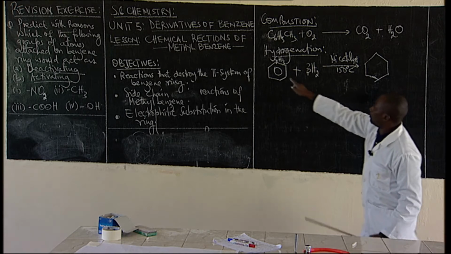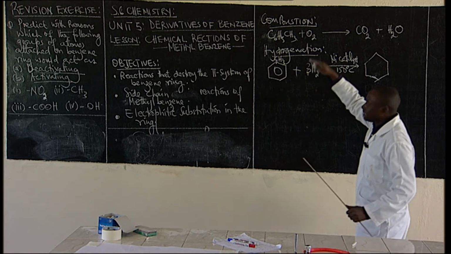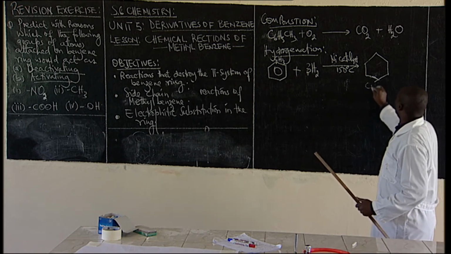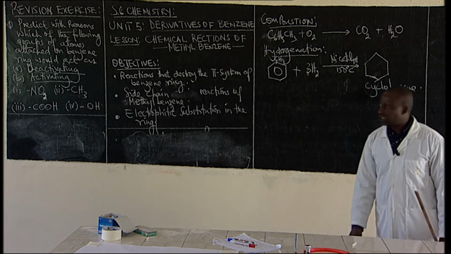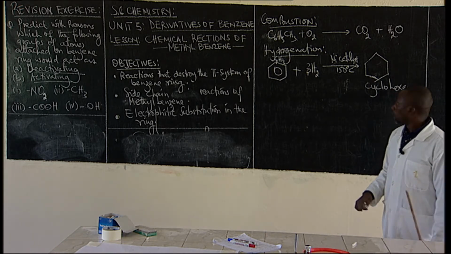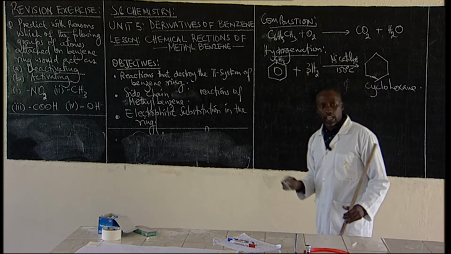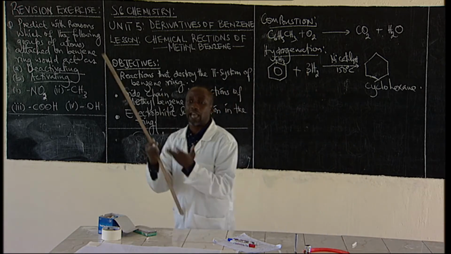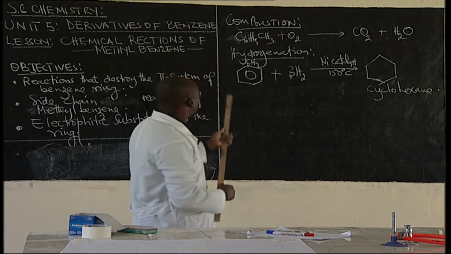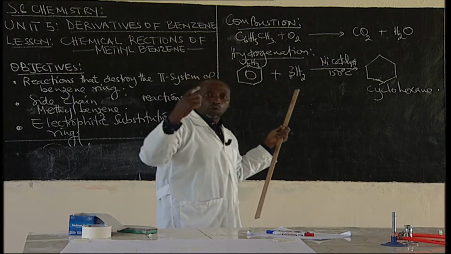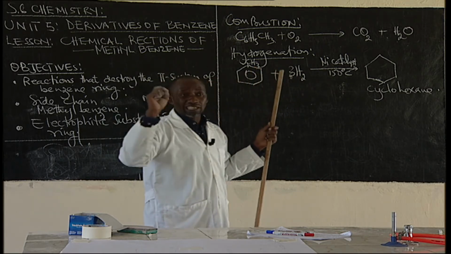That is what I was talking about. So the double bonds within the benzene, the pi system is destroyed, and then it forms cyclohexane. I think we had looked at this one even before. So this forms cyclohexane. These are some of the reactions that destroy the pi system of the benzene ring. This one is more reactive than the benzene. So this methylbenzene is more reactive. That's what you should take note of, that it is more reactive than benzene.